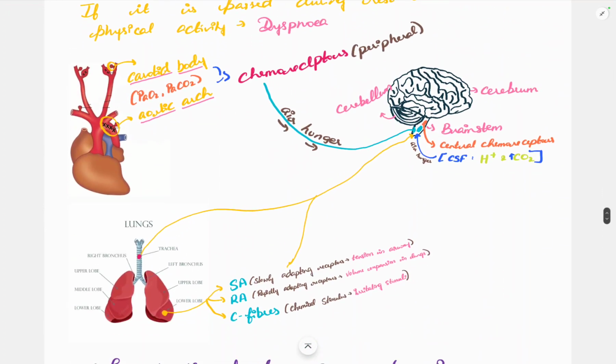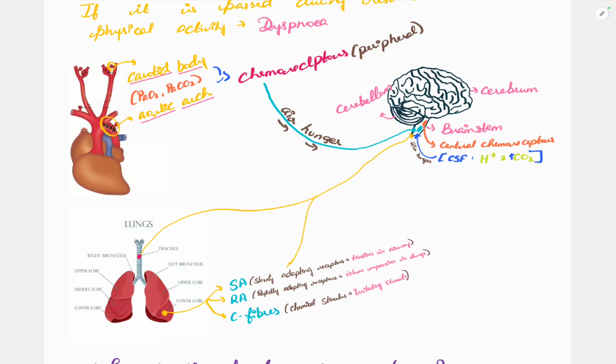Final one, coming to the lungs. From the lungs, there are basically three receptors: SA, RA, and C fibers. SA is for slowly adapting receptors, and RA is for rapidly adapting receptors. Slowly adapting receptors, if there's any kind of tension in the airway, send signals to the brainstem. Coming to RA, rapidly adapting receptors, any kind of volume expansion in the lungs, any kind of edema or expansion of the lungs, is going to cause a signal.